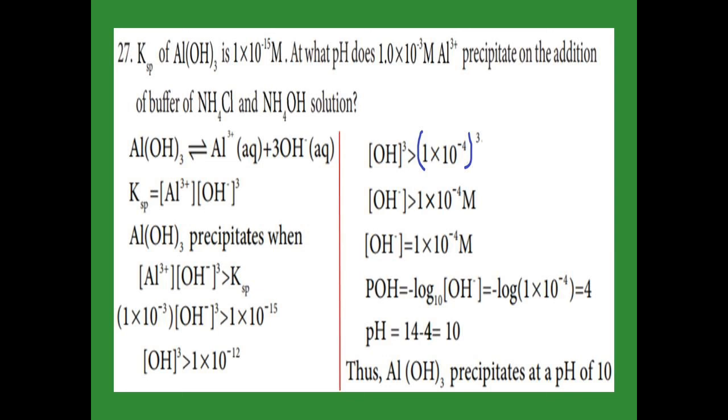Then what is the formula for pOH? Minus log10 of the concentration of OH-. The concentration we know is 1 × 10^-4, and substituting that value we get the pOH as 4. Now, what is the relationship between pH and pOH? pH plus pOH is equal to 14. To get pH we subtract the pOH value from 14, and we get the pH as 10. So at pH 10 the aluminum hydroxide will precipitate.